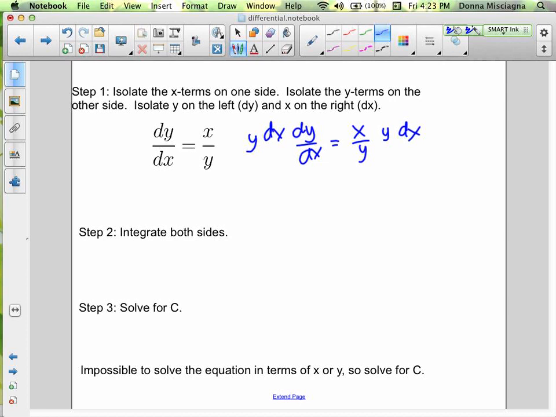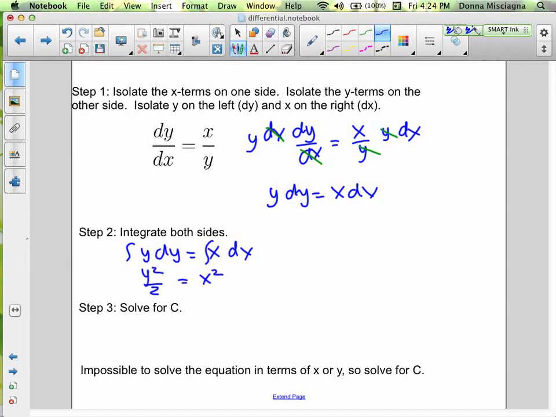All right, so all we're allowed to do is add, multiply, and divide. You can't add or subtract anything. When we multiply and divide both sides by y and dx, on this side, the y's will cancel. I've got x with dx. This is a fairly simple integration here because we've got y dy equals x dx. We'll integrate both sides. So this is going to be y squared divided by 2 equals x squared divided by 2 plus c.